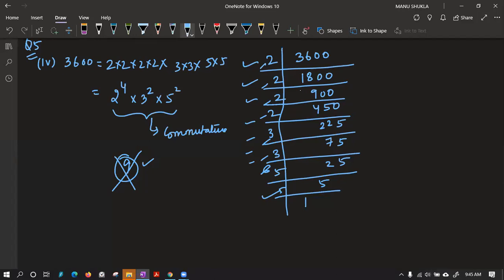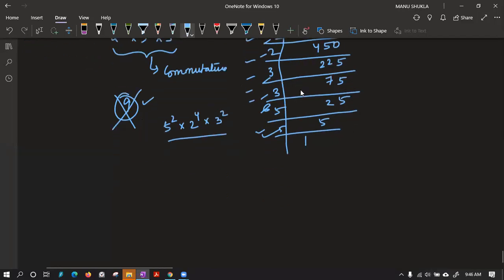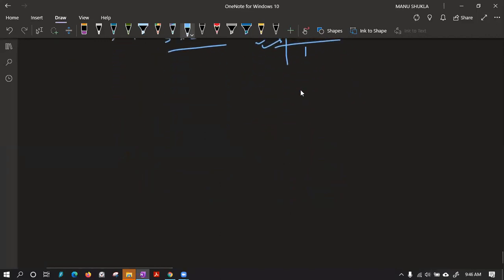I hope you are able to understand. Even if I said that, it was wrong, because a product is commutative. It doesn't follow any order. If you write the answer as 5 power 2 into 2 power 4 into 3 power 2, still it is correct. So it is your choice whether you start with 2 or with 5. Just make sure you are using prime numbers only. Okay, that's it. Now question number 6.